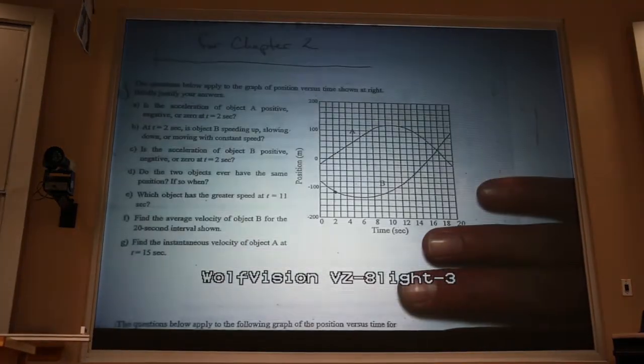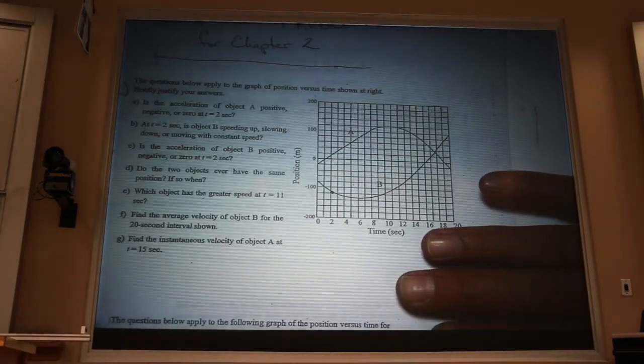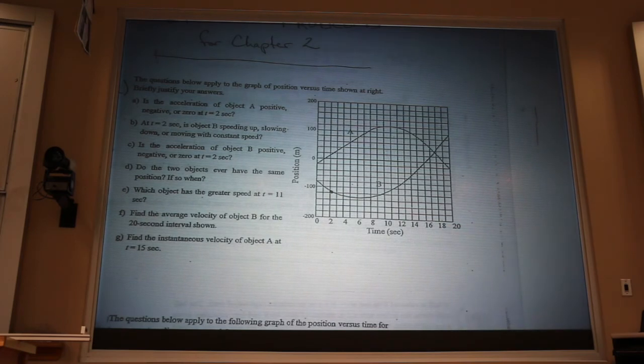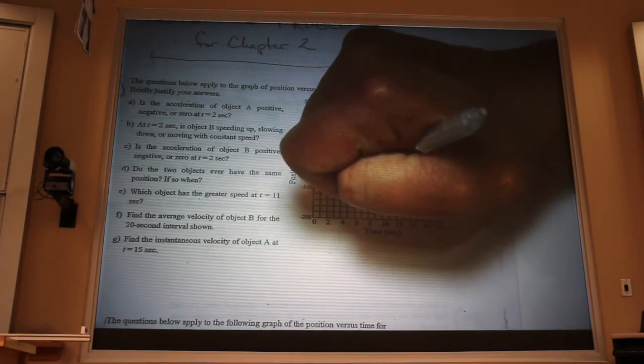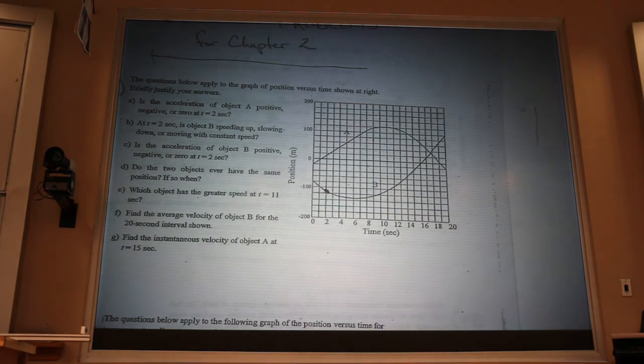Now let's just really quick, just for the heck of it, let's look at this problem SP1. You were asked in part of this problem, at t equals 2 seconds, right there, is car B speeding up or slowing down?